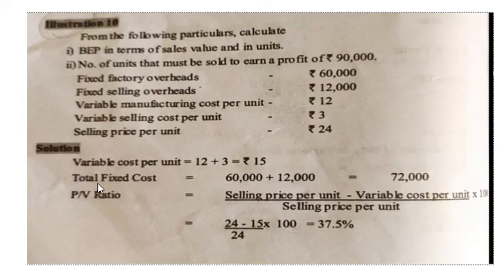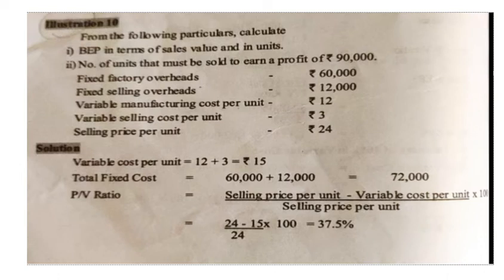To find out the break-even point, we need to have our PV ratio. We know the fixed cost and variable cost, the totals we have calculated. Now the PV ratio formula is selling price minus variable cost per unit, divided by selling price per unit, into 100. The selling price per unit in the question is 24, minus variable cost per unit 15, which we have totaled here, divided by selling price per unit, which is again 24, into 100, which will give you the PV ratio, 37.5%.